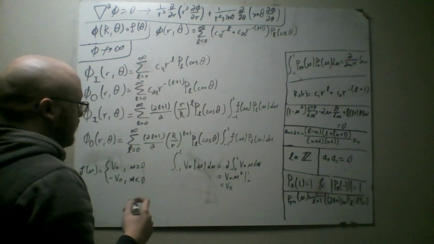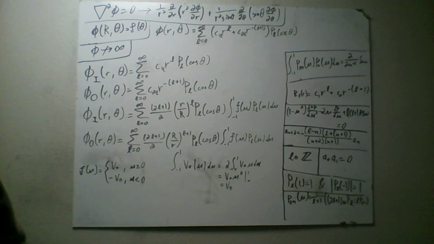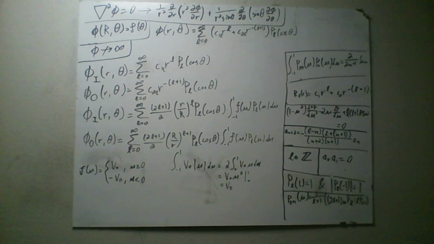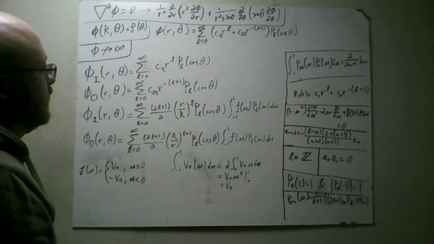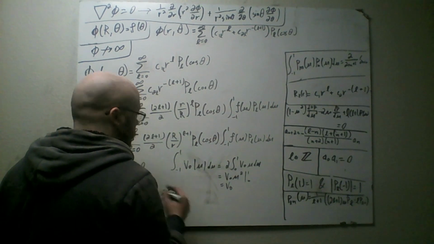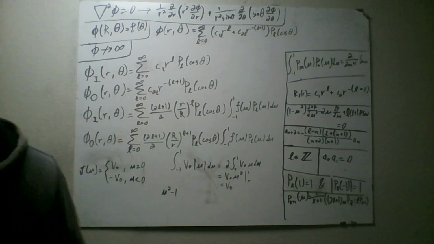So let's try L equals 2. What was the L equals 2 one? For the L equals 2 term, what will we end up getting? That's mu squared minus 1. Oh, okay. So here's the thing. All the even terms are 0.